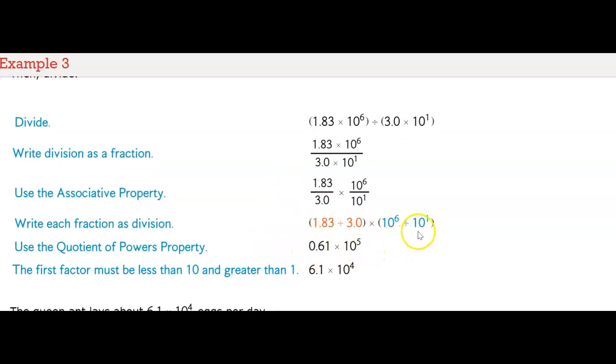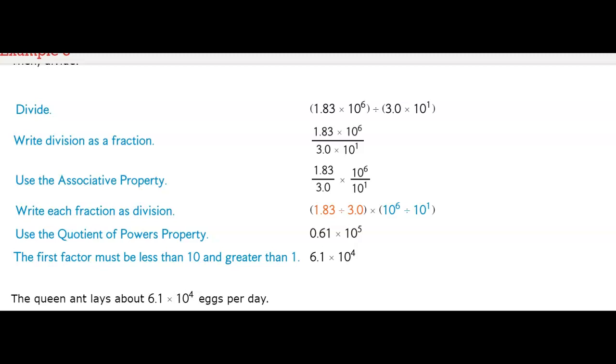And then the quotient of powers property means that when you're dividing, you're able to subtract the exponents. So 6 minus 1 is 5. And so the first factor must be less than 10 but greater than 1. So that's why we need to move the decimal to the right. And by moving it to the right, to make that a 6.1, our exponent decreases. So we have 6 and 1 tenth times 10 to the 4th power. So the queen ant lays about 6 and 1 tenth times 10 to the 4th power eggs per day.